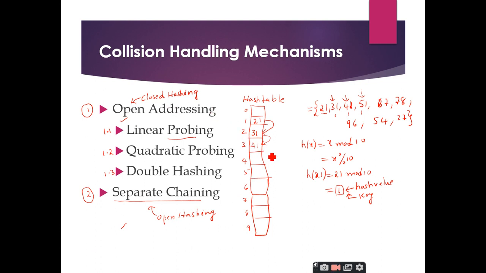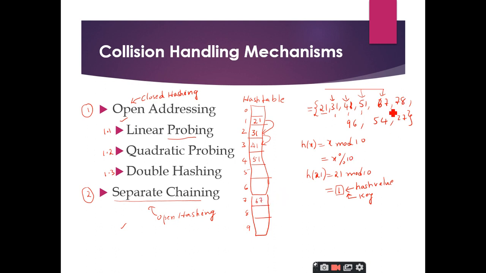After probing linearly, I found that location 4 is vacant, so I insert this value here. This is how linear probing is done. That means you search for a vacant location linearly, and that is the reason we call it linear probing. Next, coming to 67. What is the hash key of 67? It is 7. Therefore it is vacant, you just insert it.